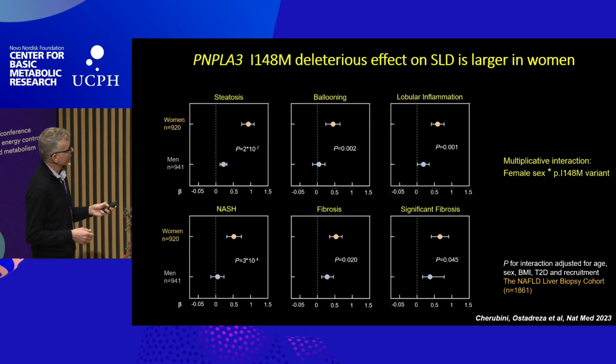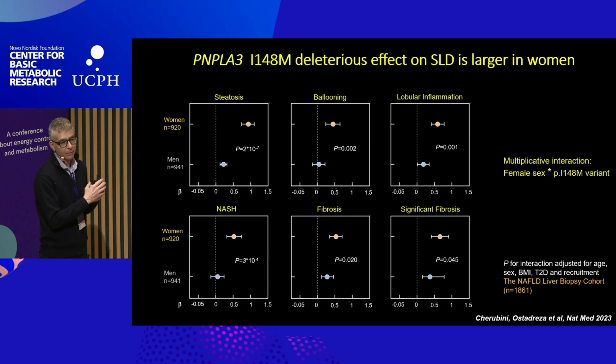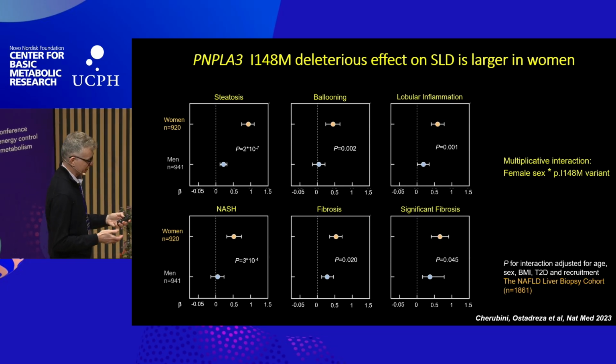This is interesting because if you look at mouse models, the knock-in mouse, if you challenge with a fructose diet, you see the effect of the variant only in female mice and not in male mice. So indicating that even in the mouse model, this sex dimorphism is there.